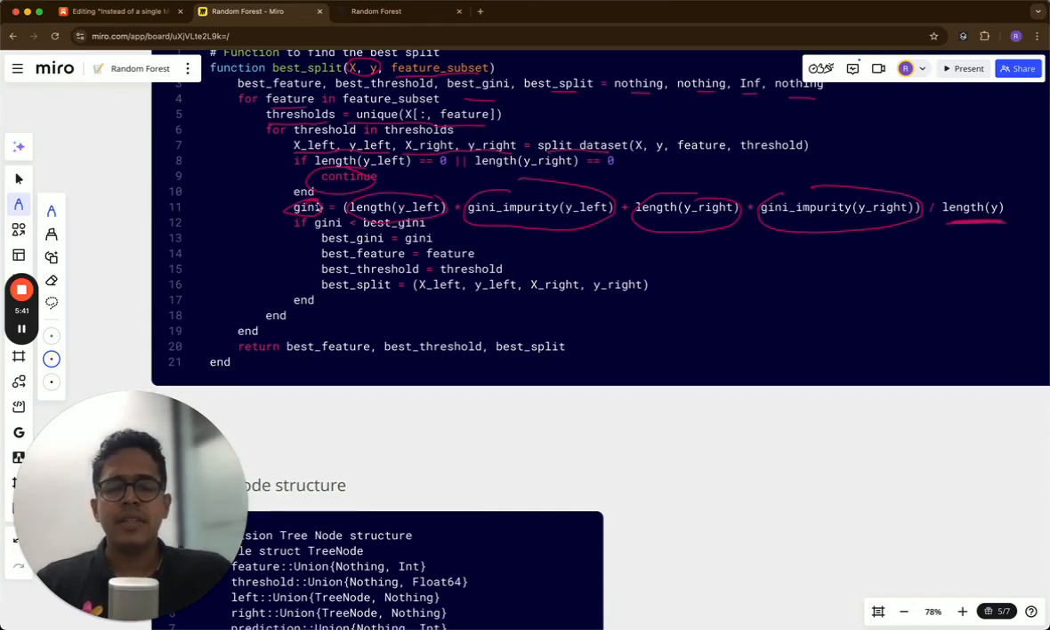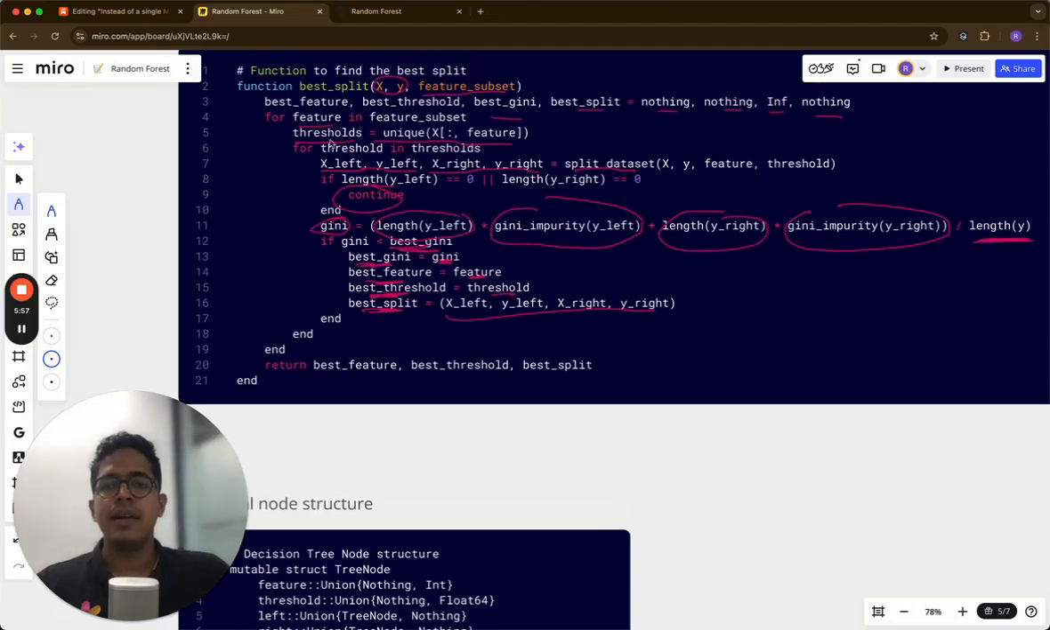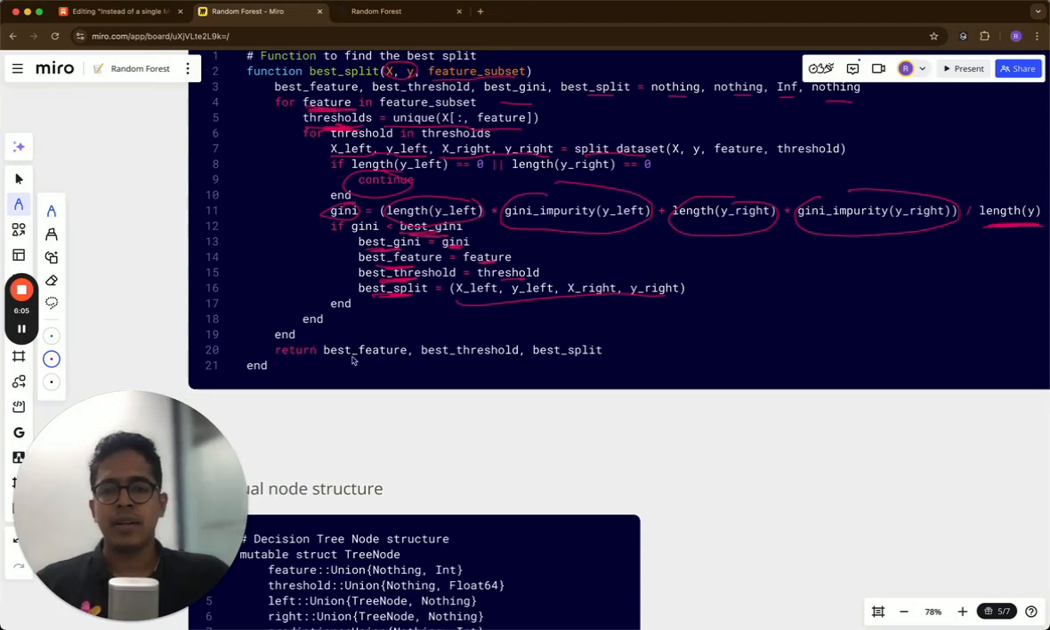And then if this Gini impurity is less than the previous best Gini impurity, then you say that the new best Gini impurity is the current Gini impurity, new best feature is the current feature, new best threshold is the current threshold, and new best split is the current split. And then you repeat this until you go through all the features and all the thresholds for a given feature subset and given data subset. And then you return the best feature, best threshold, and best split.